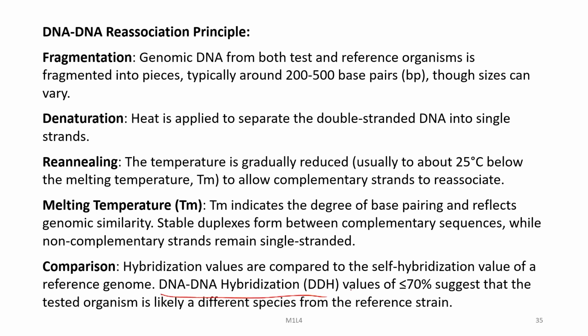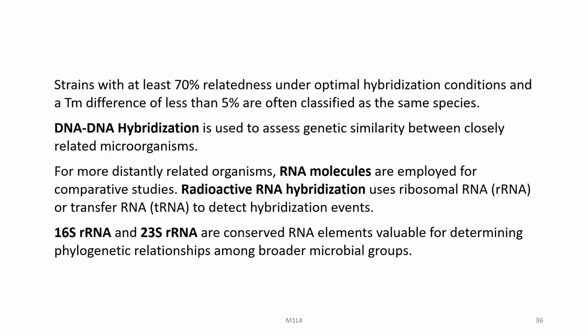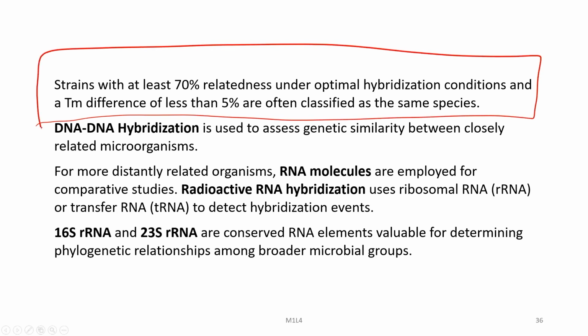DNA hybridization values of smaller than 70% suggest that the tested organism is likely a different species from the reference strain. Strains with at least 70% relatedness under optimal hybridization conditions and a melting temperature difference of less than 5 degrees are often classified as the same species. And this is one important point which is exploited for this segregation and delineation.